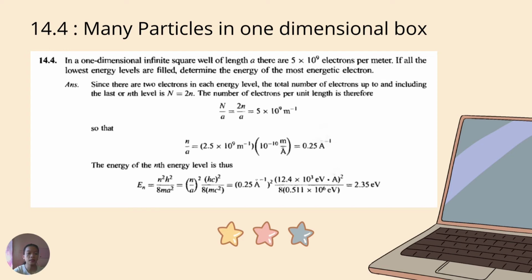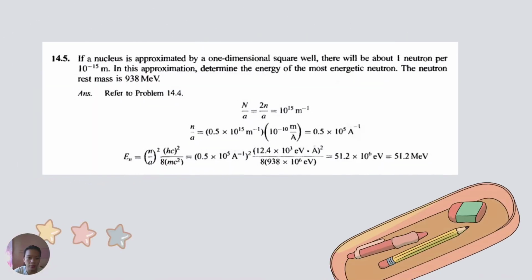N over A ni telah diterangkan pada topik sebelum ni, di mana N over A sama dengan 2N over A, kita akan dapat 5 eksponen 9, di mana kita akan gunakan formula ini untuk dapatkan berapa dia punya per unit length, maksudnya per unit area. Sama juga kita akan gunakan formula En equal to N square H square over 8Ma square, di mana kita akan masukkan semua jawapan yang kita dapat dan kita akan dapat 2.35 eV.